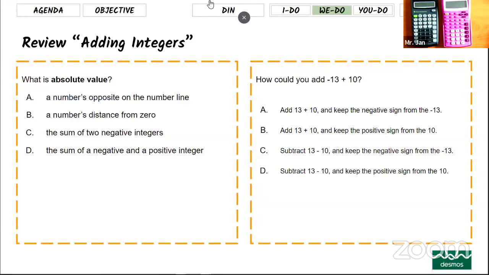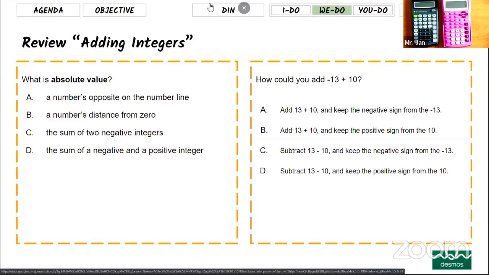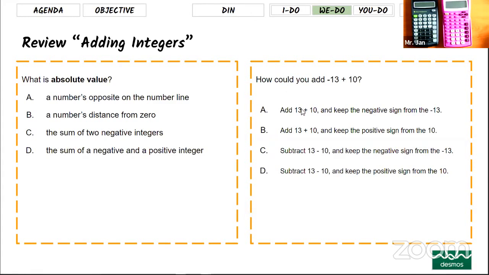Okay, let me tell you, you guys can analyze this. So it's definitely not A. It says add 13 and 10 and keep the negative sign in front of it. Keeping the negative sign is the right part, but adding, no. When you have opposite sign numbers, you always subtract one number from another number. So you can automatically cross out A and B. Okay, thank you so much.